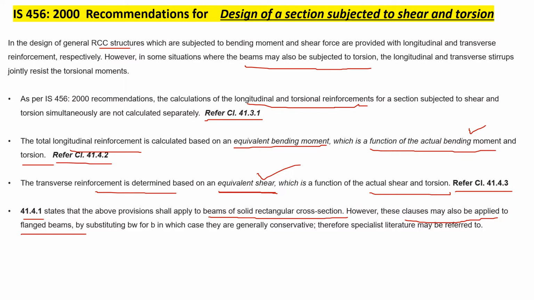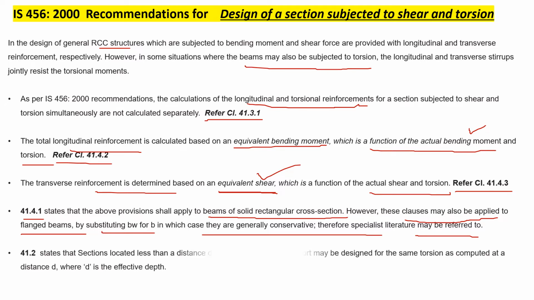If you have to design a flanged type of beam, that means just like an I section or T section, particularly T section which we are going to design in case of RCC structure, then we have to substitute the width of web for B in this formula, in which case the results are generally conservative. Therefore, you can refer to special literature, or otherwise take the codal provision as guideline. That means we will substitute the width of web with the width of the beam. Now, what does clause 41.2 state?